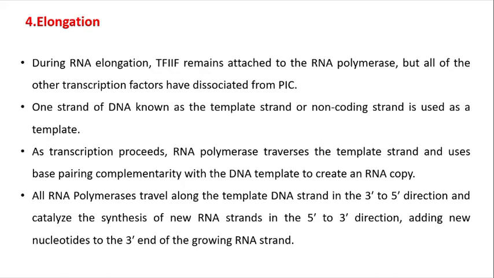So this is the elongation process. During RNA elongation, only a single factor remains attached, that is TF2F. It is attached to the RNA polymerase enzyme, but all of the other transcription factors have dissociated from the promoter initiation complex. One strand of DNA, known as the template strand or non-coding strand, is used as the template. So as the transcription proceeds, the RNA polymerase reads the template strand and uses base pairing complementary to the DNA template to create the RNA copy.